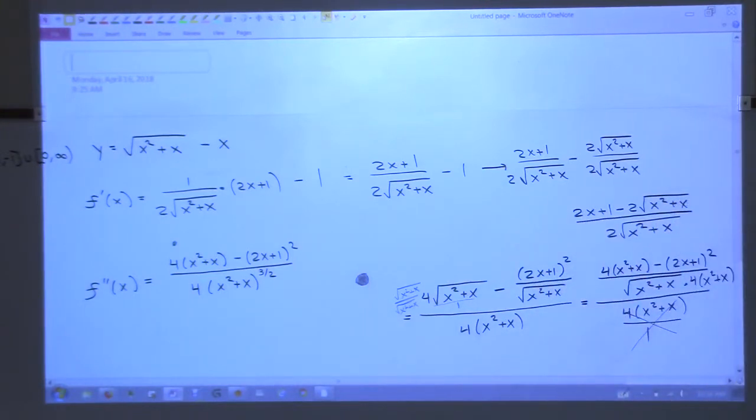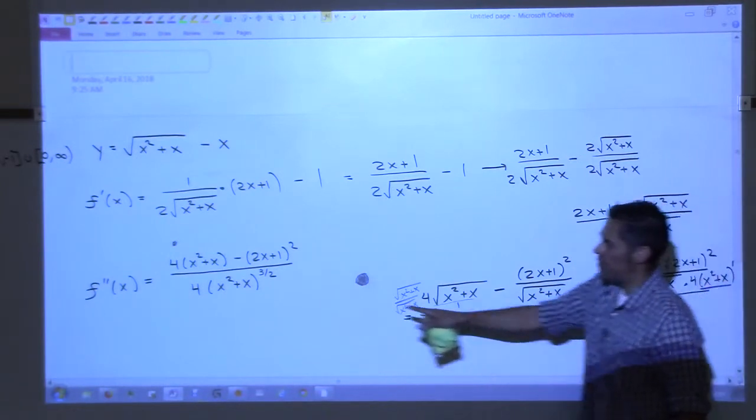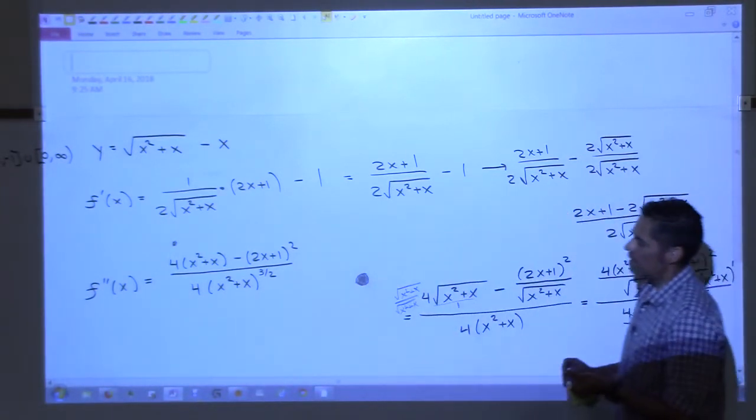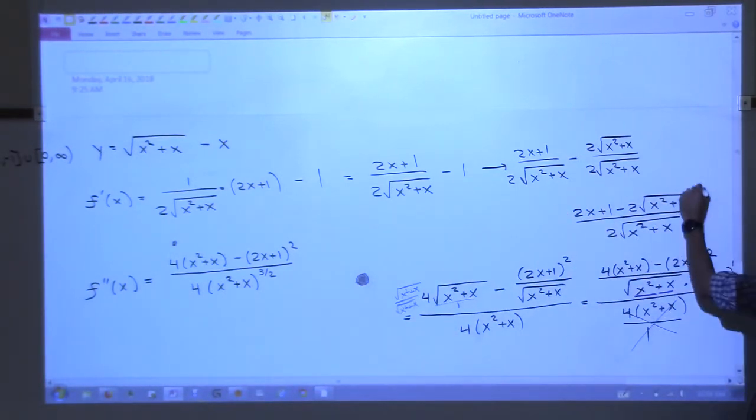What did I do there? This right here, x squared plus x, that's to the first power, right? And this right here, x squared plus x square root, really means to the 1/2 power. So if I have something to the half and something to the first, you add the exponents, and 1 plus a half is 3 halves. So I put these two together into this. That's your second derivative. Here's your first derivative.